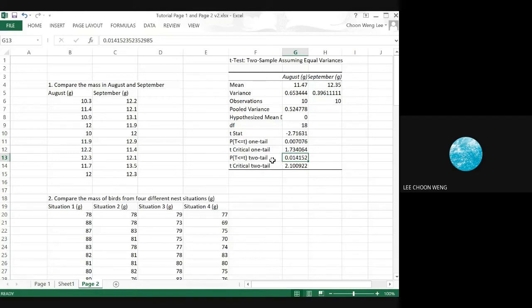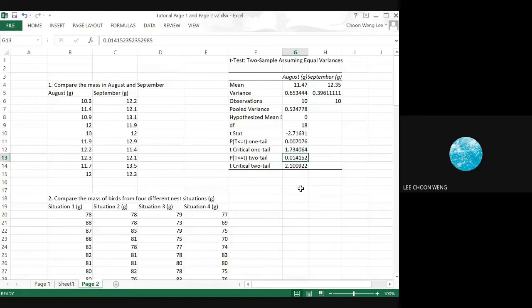You see, when the probability is 0.01, the hypothesis is there is no difference. But the probability now is 0.01, less than 0.05. It means the distribution is at the extreme end of the normal curve, the normal distribution.